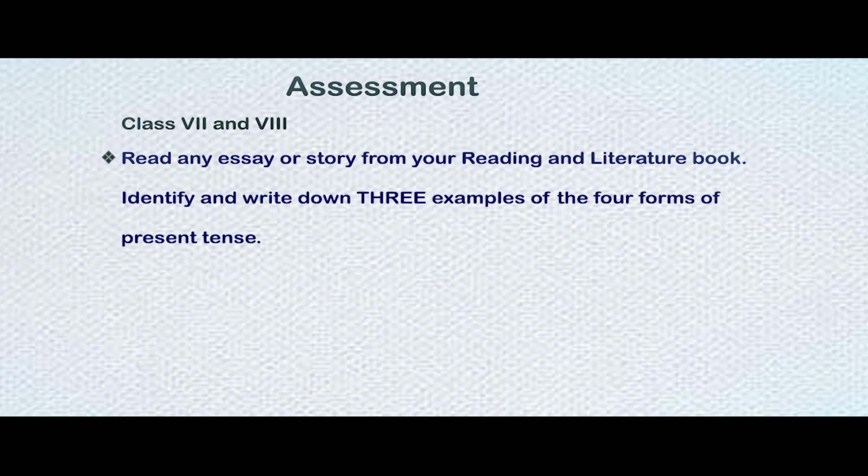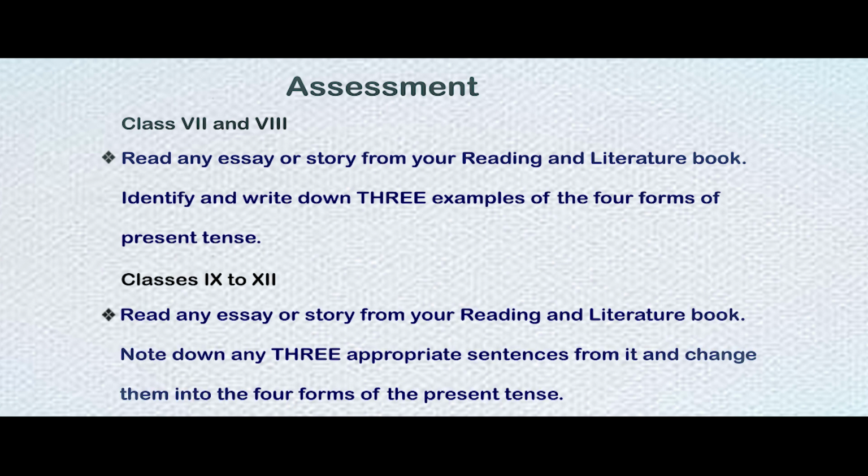Now the first assessment for class 7 and 8. Read any essay or story from your reading and literature book. Identify and write down 3 examples of the 4 forms of present tense. And the second assessment: read any essay or story from your reading and literature book. Then you have to note down any 3 appropriate sentences from it and change them into the 4 forms of present tense. Thank you.